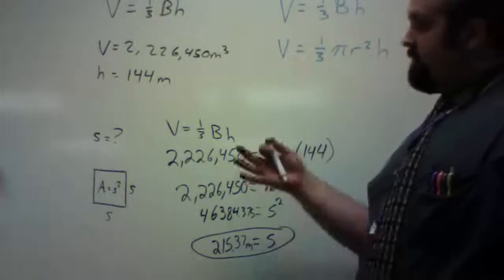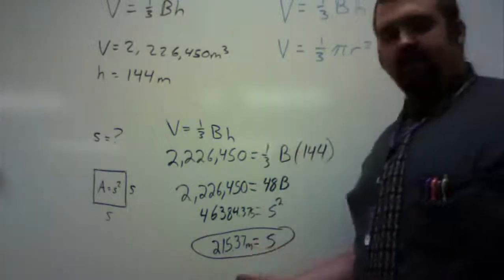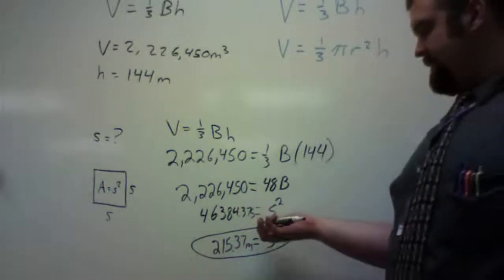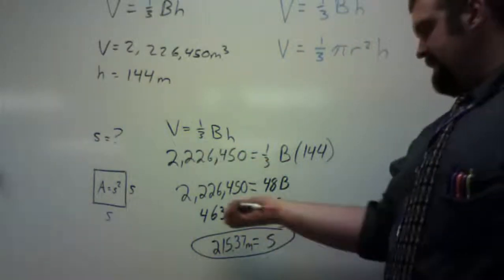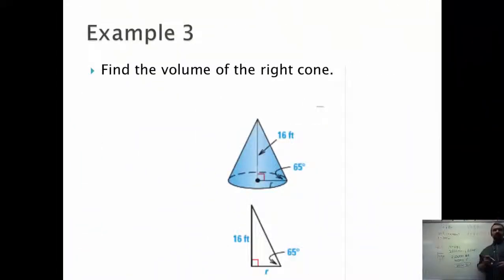That's using the volume equation to find another unknown. So I can work backwards in here. I found the base area, then I substituted side squared because the base area was side squared. Not the last problem, but the next problem is just find the volume of the right cone. Go ahead, attempt it yourself.